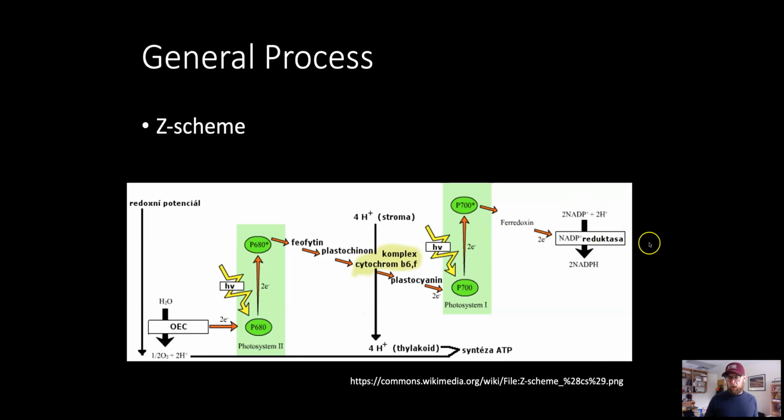Then you see the product on the far right here, which is NADPH. This is another form of chemical energy storage in plants, and that's produced primarily from photosystem 1. All right, so those are the different products they produce.